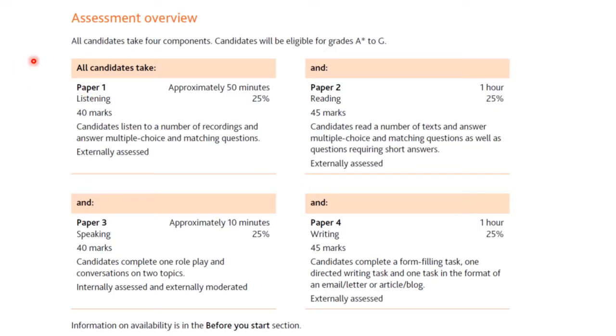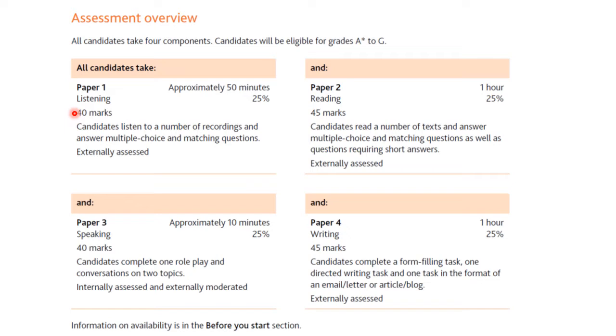Okay, so this is a quick overview of the additional language syllabus. Candidates will have to take 4 mandatory components or papers. As you can see in here, we have paper 1, paper 2, paper 3, and paper 4, and all of these components have equal weightings, 25%, which is different from the Cambridge second language, and also Oxford. Usually we have more marks on reading and writing.